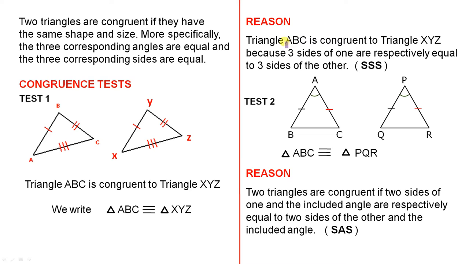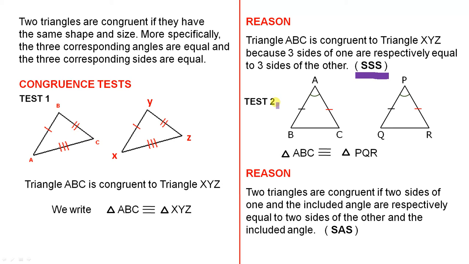And what's the reason? Triangle ABC is congruent to triangle XYZ because three sides of one are respectively equal to three sides of the other. And the way we designate that is we write SSS, meaning side, side, side. That means three sides of one are respectively equal to three sides of the other. So that's the first test.